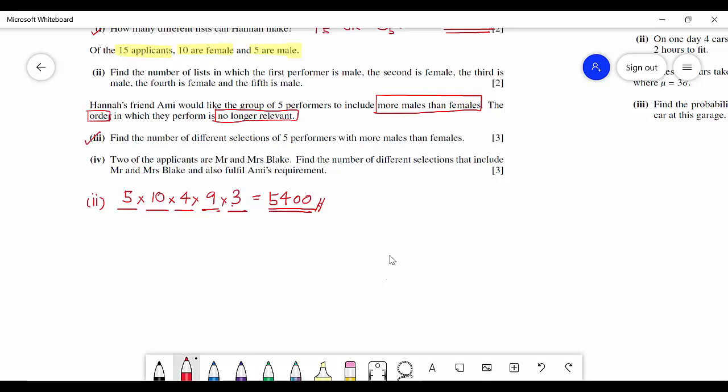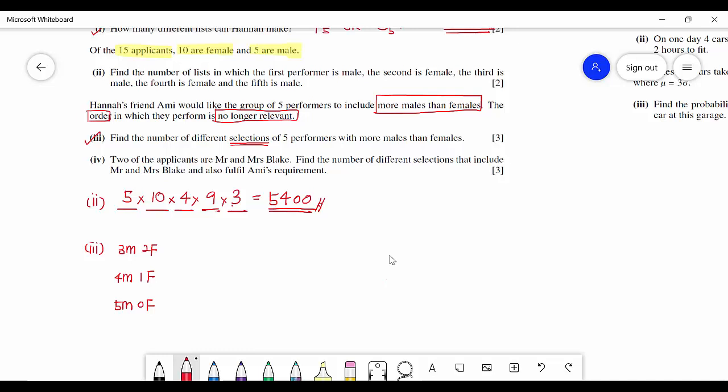Then question number 3: find the number of different selections. So you see the keyword selection also. This further tells you that we want to use combination to answer the question now. Of 5 performers with more males than females. When you want more males than females for 5 performers, you can have 3 males and 2 females. You can also have 4 males with 1 female, and also 5 males with 0 females. So all these are the cases where we have more males than females.